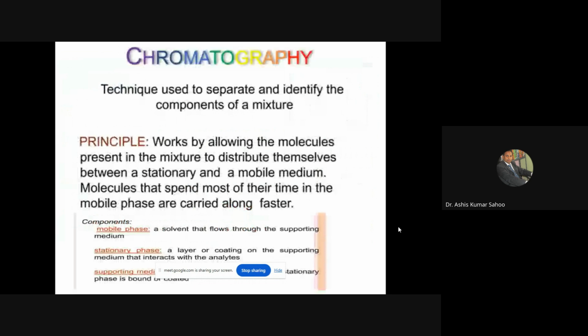Chromatography is a technique used to separate and identify the components of a mixture. The principle works by allowing the molecules present in a mixture to distribute themselves between a stationary and a mobile medium. Molecules that spend most of their time in the mobile phase are carried along with the phase. So in chromatography we have a mobile phase, a stationary phase, and a supporting media.